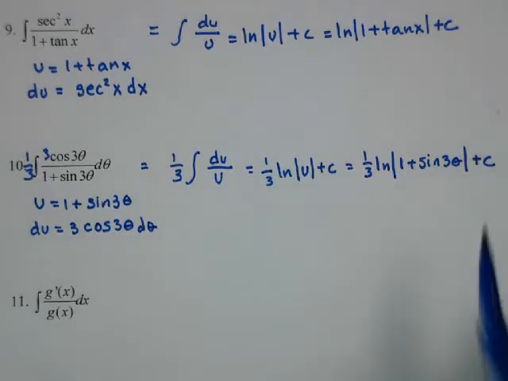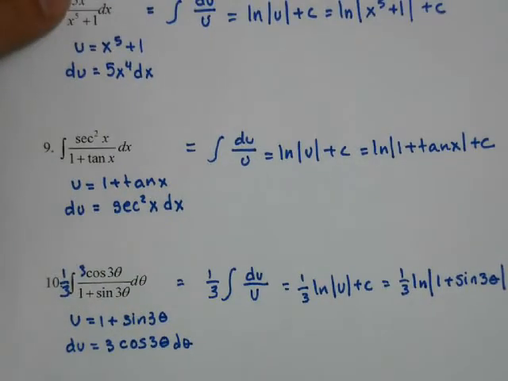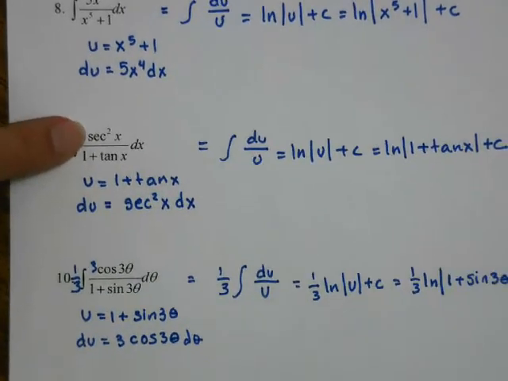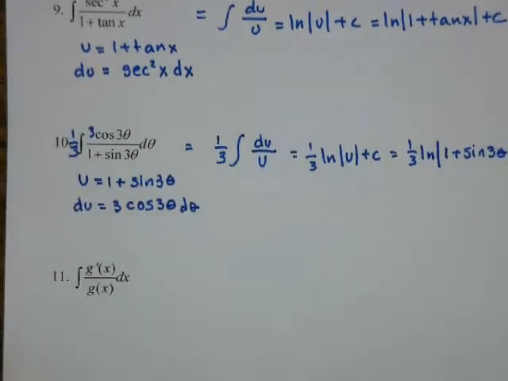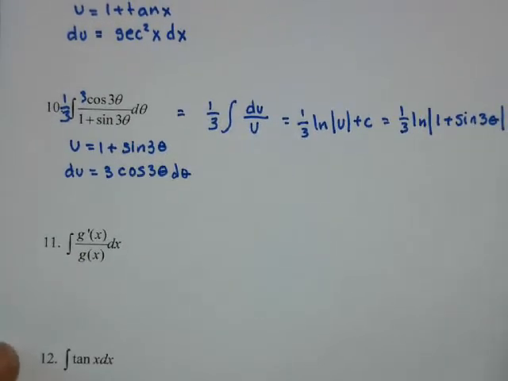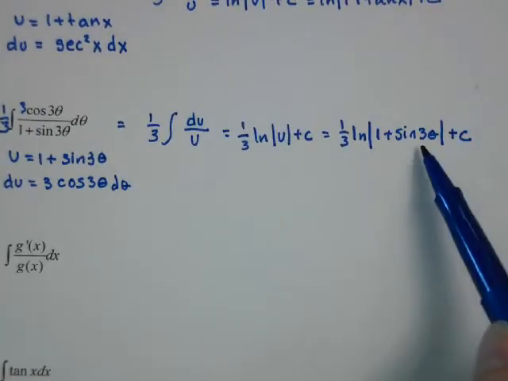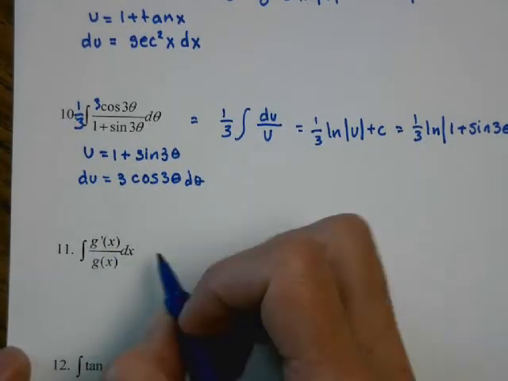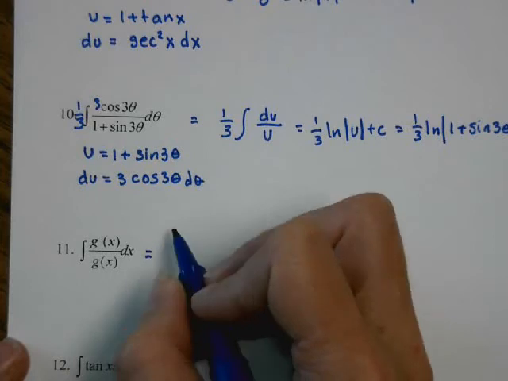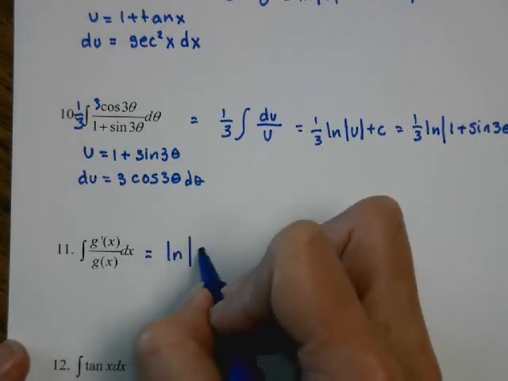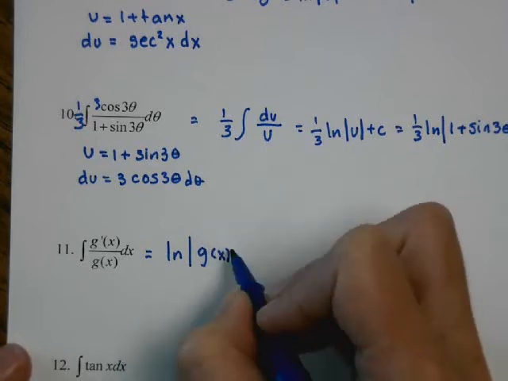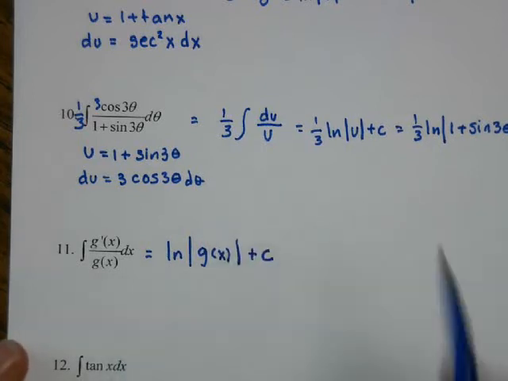plus c. So in all three of these, we had the function and its derivative on top, and the result was the natural log of the function. So the integral of g prime over g is going to be the natural log of g of x plus c.